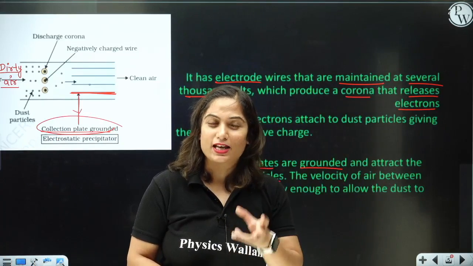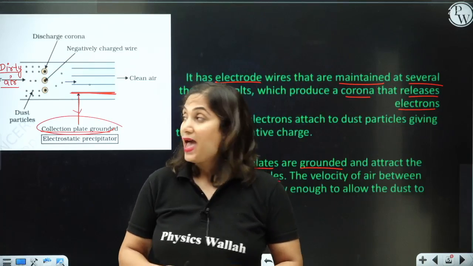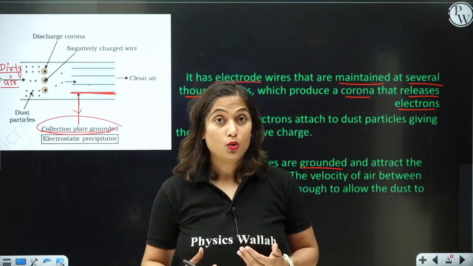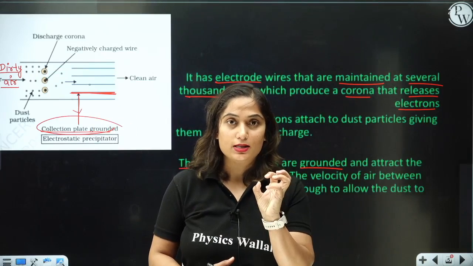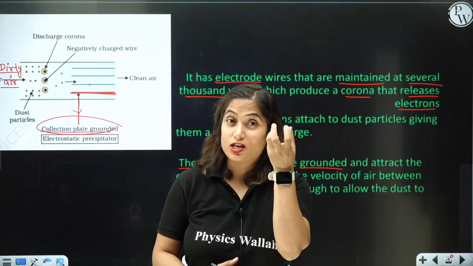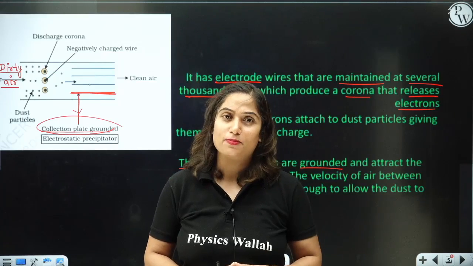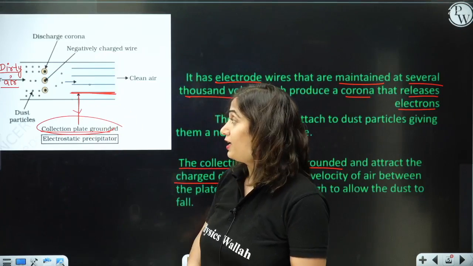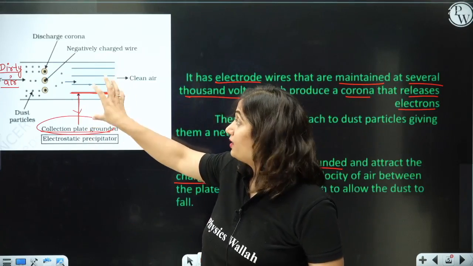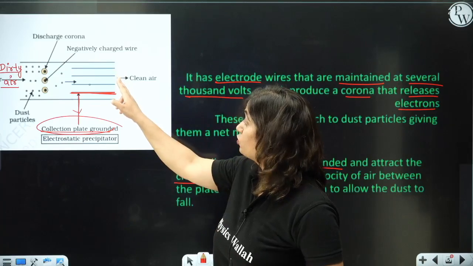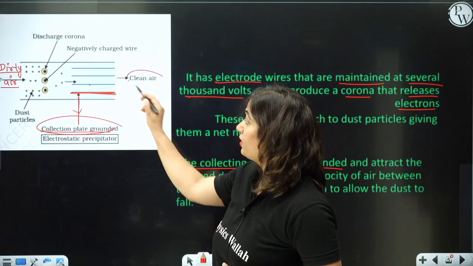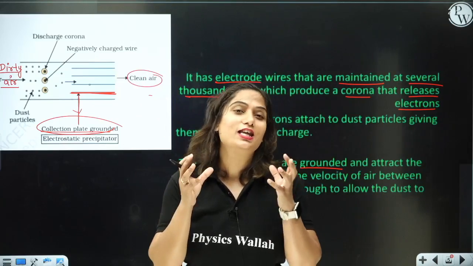so that the dust particles can easily become negatively charged. And this collecting plate, which is grounded and maintains the positive charge, attracts these negatively charged dust particles, which are called particulate matter. They get collected on the collection plate, and this is how the particulate matter is removed from the air. That means the air which comes out of the electrostatic precipitator will be clean air.